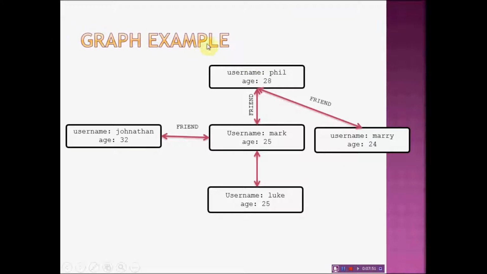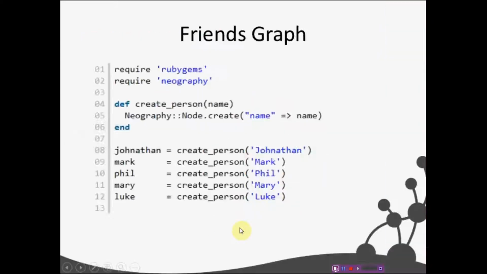A graph example. Here these are nodes. The node names are Jonathan, Phil, Mark, Mary and Luke. These are nodes connected by links. The relationship is friend. Jonathan is a friend of Mark, and similarly Mark is a friend of Luke. The graph shows both directions of friendship.